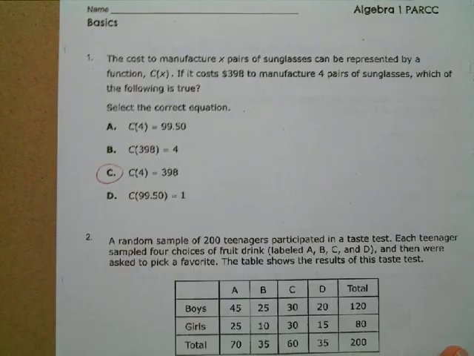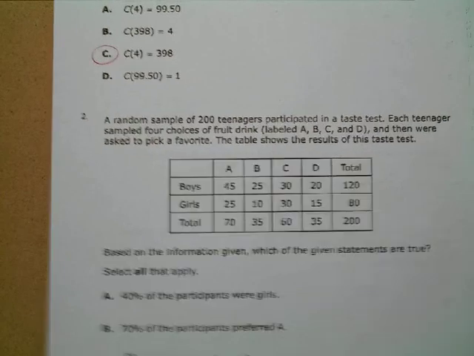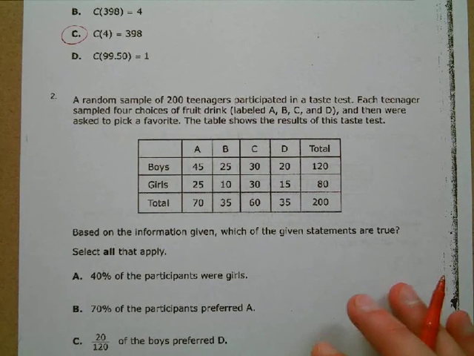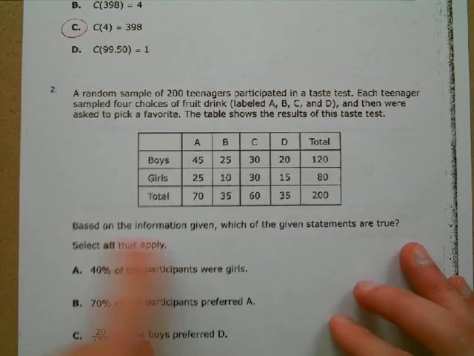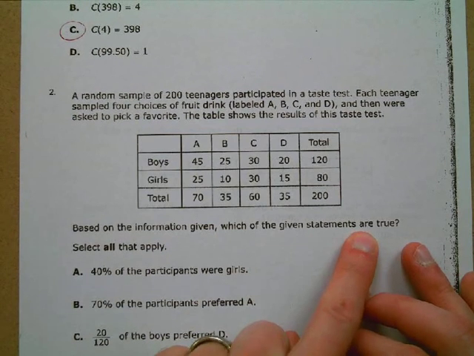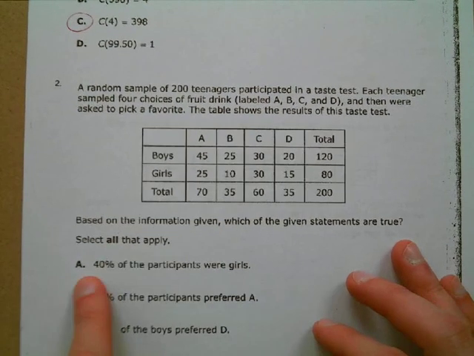All right, number 2. A random sample of 200 teenagers participated in a taste test. Each teenager sampled 4 choices of fruit drink, A, B, C, D, and then were asked to pick a favorite. The table shows the results of the taste test. Okay, so let's see. Based on the information given, which of the given statements are true? So like all that apply. 40% of the participants were girls.